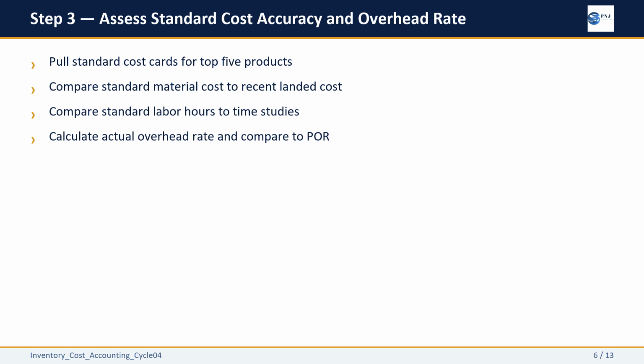Large variances from any of these comparisons tell you something important. Either the standards are outdated, or the costing system isn't working as designed. Either way, you've just found something the client needs to fix.